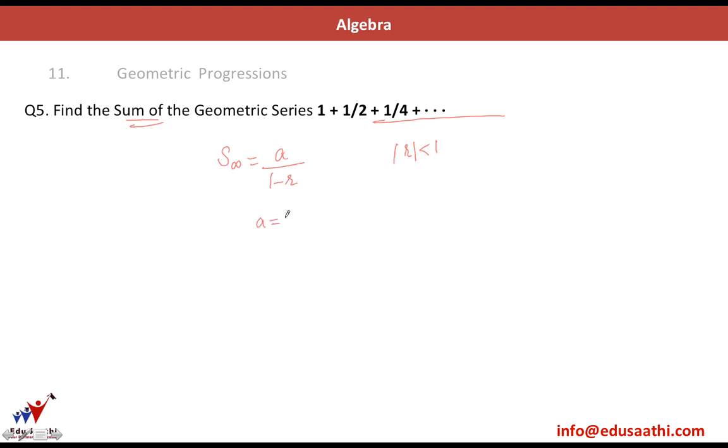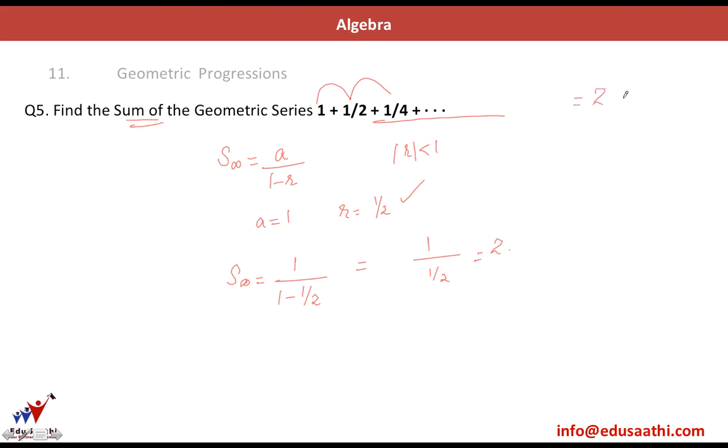So what is the first term here? It is 1. And what is the value of r? It is half. If you divide this with this, the value is becoming half each time. So what will be the sum of the infinite GP? It will be 1 over 1 minus half. So this will be 1 over half, which will be equal to 2. So the sum of the infinite series will be equal to 2.